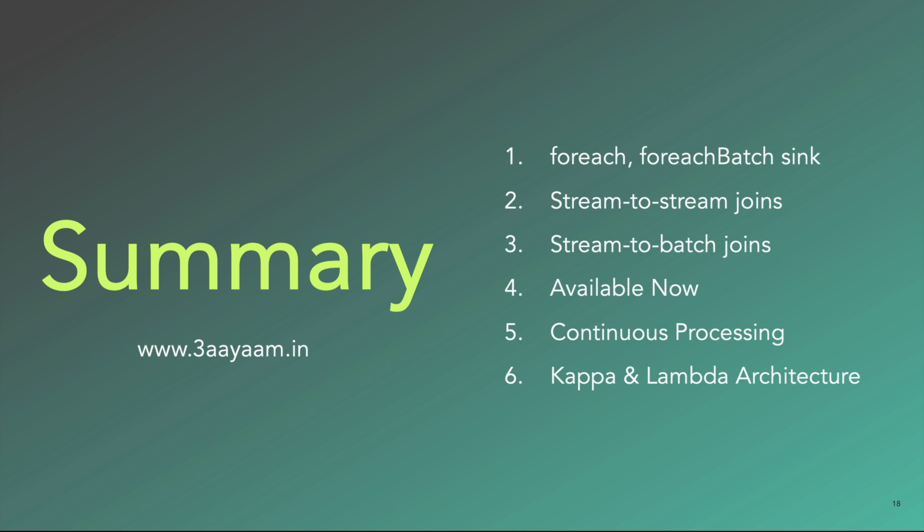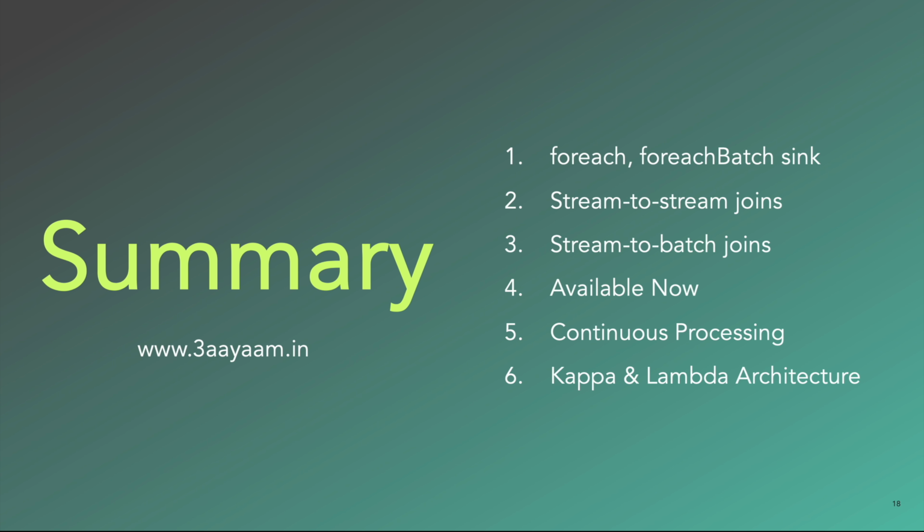Stream to batch processing is much simpler. However, I did not show you any hands-on, but in the fraud detection project, you'll have to apply stream to batch joins. Then at a high level, I talked about the available now trigger, which is a one-time trigger. Whatever data is available in the Kafka topic will be processed and the Spark streaming application would be terminated. That's what the available now trigger is.